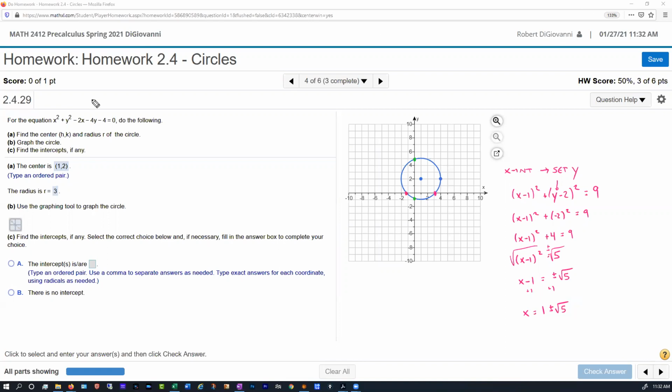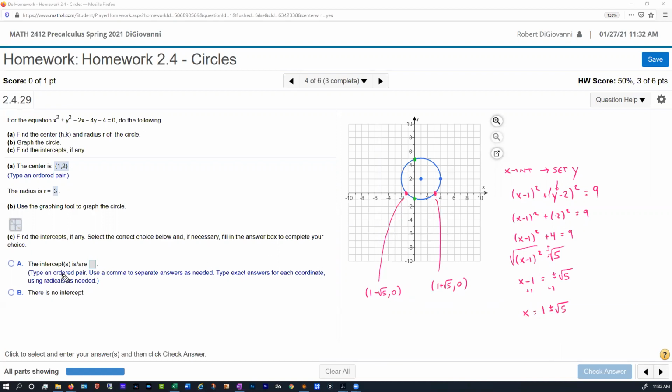Now, you have to remember this point, the coordinates of that point should be: the x coordinate would be 1 minus root 5, and then the y coordinate 0. And then this point, the x coordinate is 1 plus root 5, and then 0. Keep in mind, if you take 1 and subtract root 5, that's going to give you a negative number, and that's why this one's here. And then 1 plus root 5 will be a positive number, and that's why this one's here.